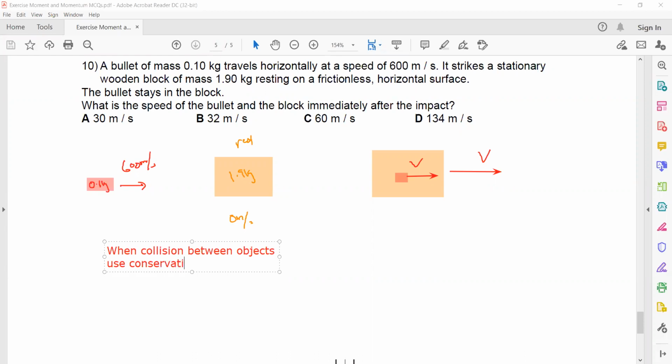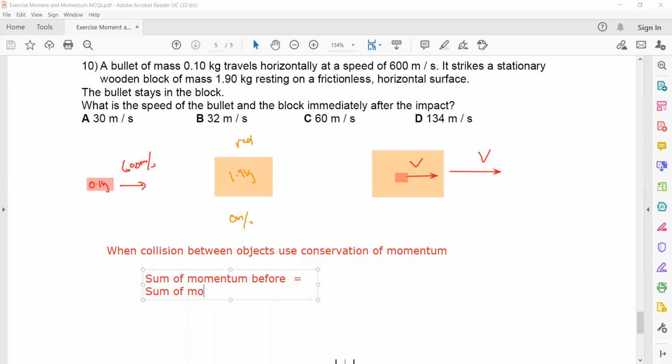And what is the conservation of momentum? According to conservation of momentum, it states that the sum of the momentum before collision is equal to the sum of momentum after the collision.